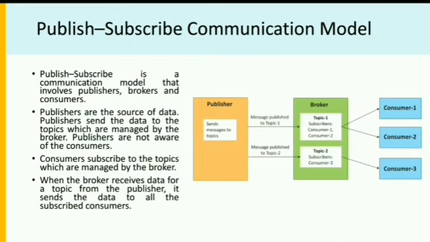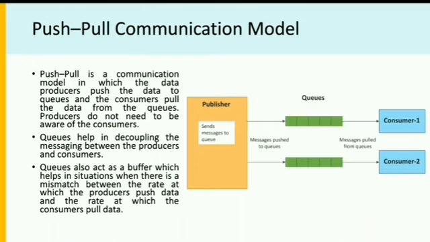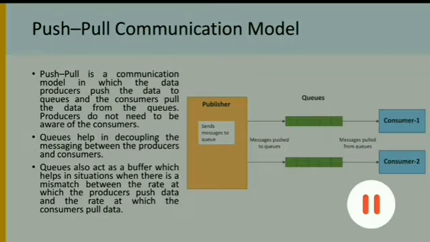So in this diagram, in this figure, you can see how the publish subscribe communication model works. Here in this diagram, publisher sends messages to the topics, broker receives the topics, broker sends the topics to the consumers who are subscribed to that topic. So this is how the publish subscribe communication model works. Next communication model is nothing but the push pull communication model.